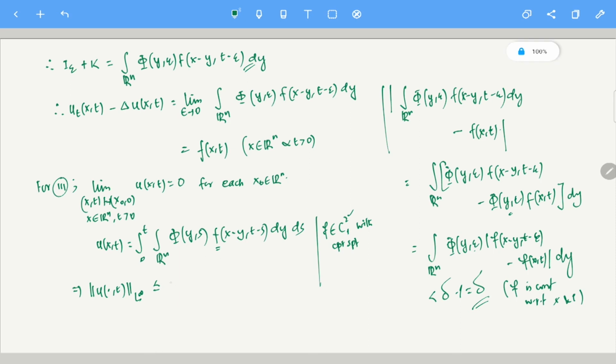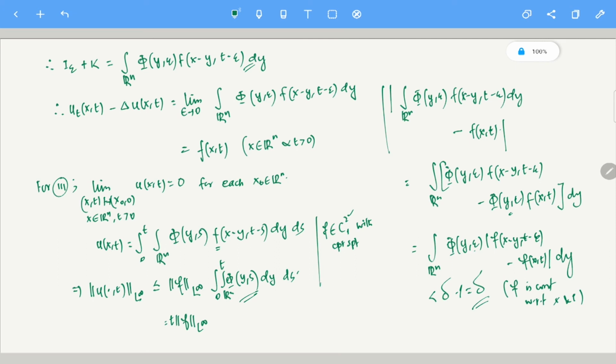Then you have the L infinity norm of f, the maximum of f with respect to both variables, and you are left with the integral from 0 to t of the integral over Rn of Φ(y, s) dy ds. Now this particular integral is 1, so that gives the norm of f in L infinity times the integral from 0 to t of ds, which is t.